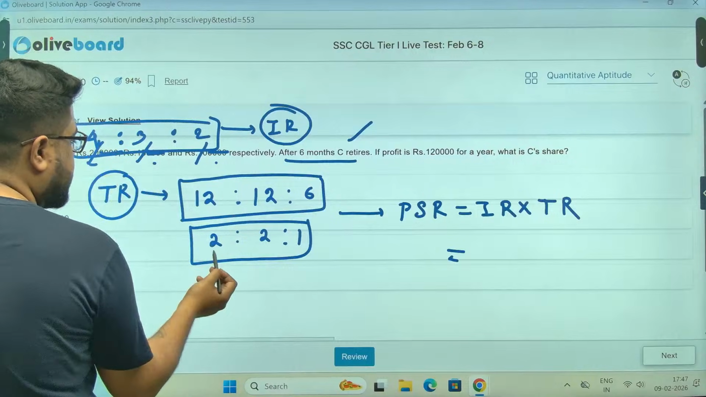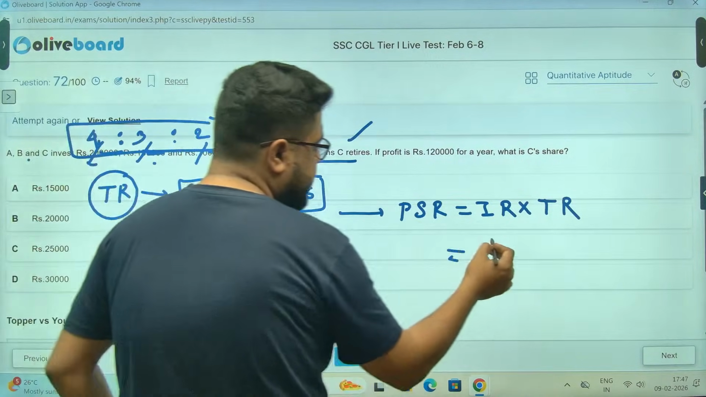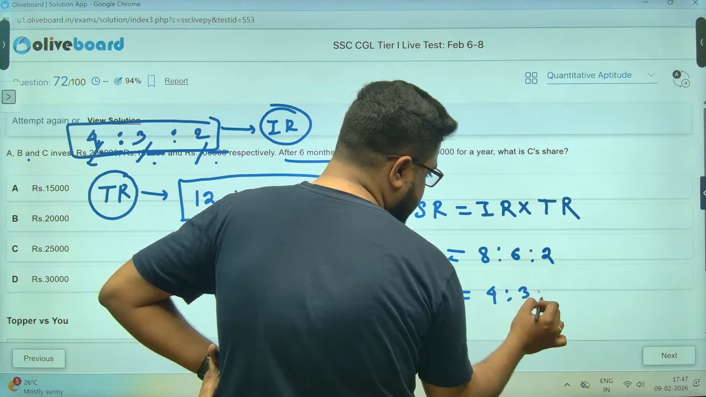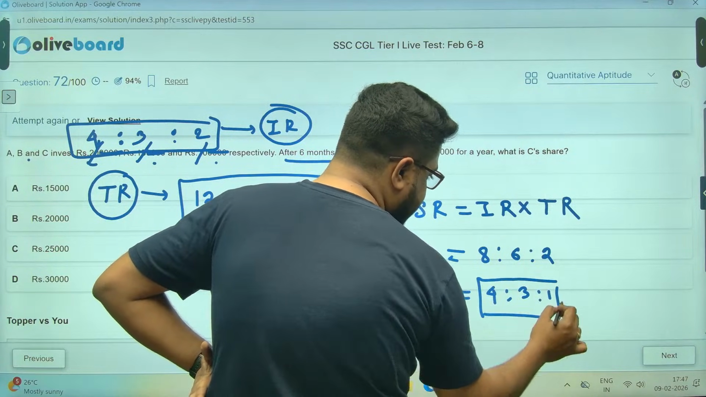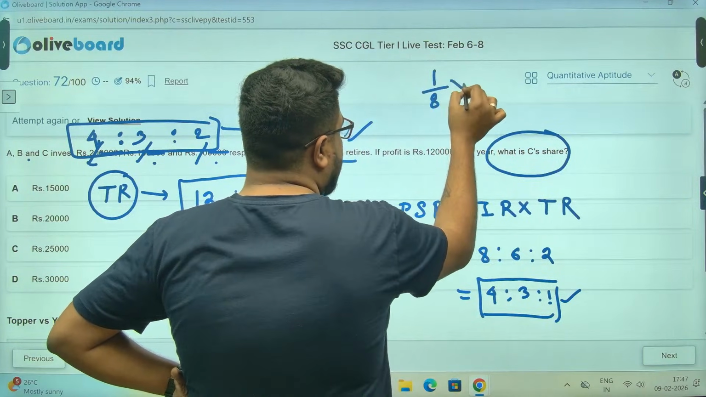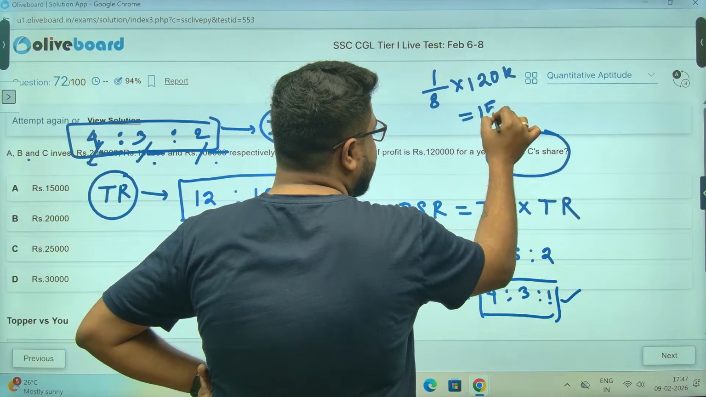So 4 into 2, 8, 3 into 2, 6, and 2 into 1, sir, 2. That is, sir, 4:3:1. So C will get how much? C's share is 1 part out of 8 parts of 120K, right? So it will be 15K.